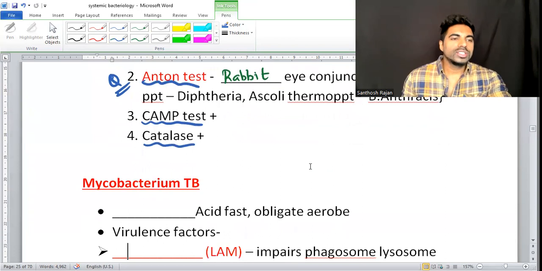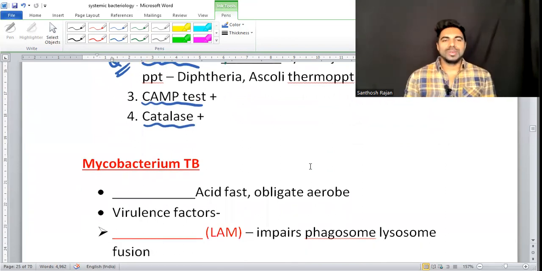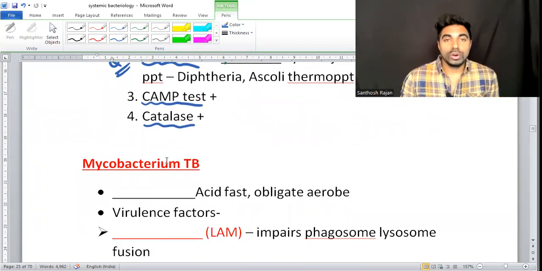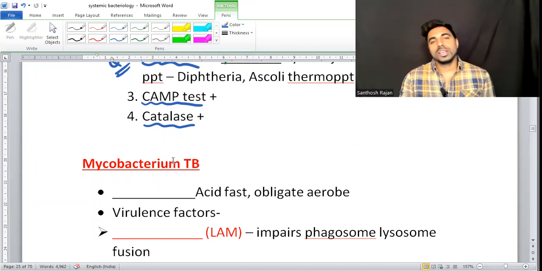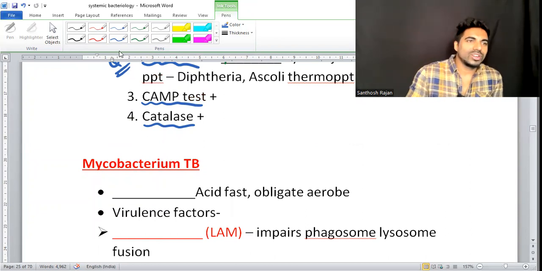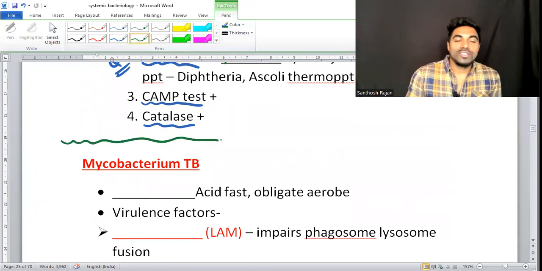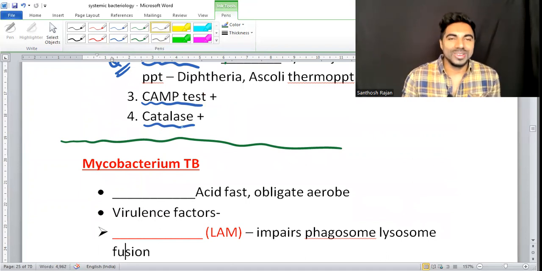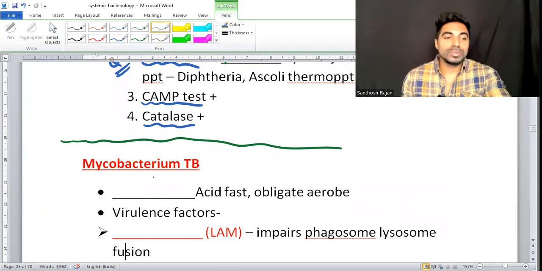Next is your important topic, Mycobacterium TB. We're going in alphabetical order: L is over, A, B, C, D, F, G, H, I, K, L. Now next is M. We'll talk about M. Anyway, now the interesting topic is Mycobacterium tuberculosis.